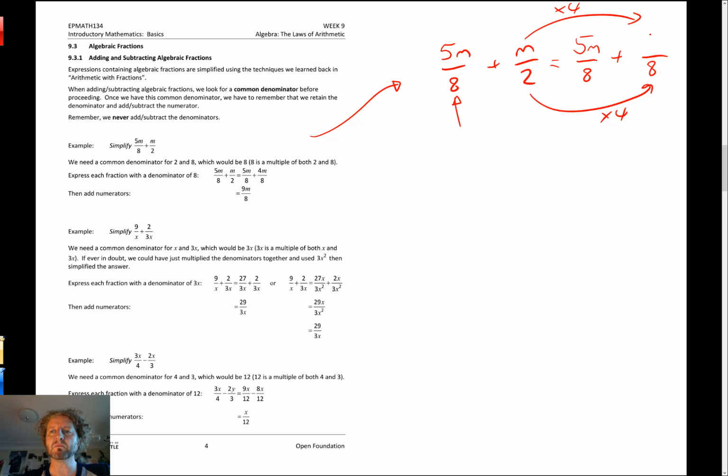And what's m times 4? It's 4m. Now I've got some like terms on the top that I can add, and the common denominator, which was essential, and 5m plus 4m is 9m.